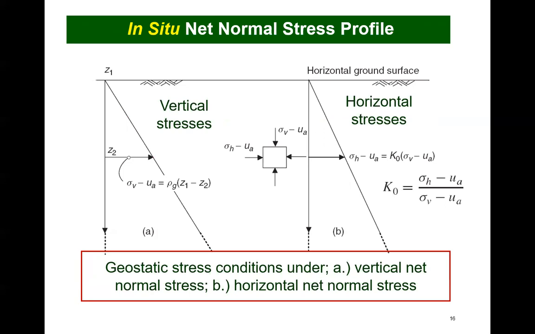Matrix suction in the soil can significantly affect the lateral earth pressures at rest, opening the possibility for tension cracks to form. The tension cracks allow the earth pressure coefficient at rest, K sub naught, to go to zero.